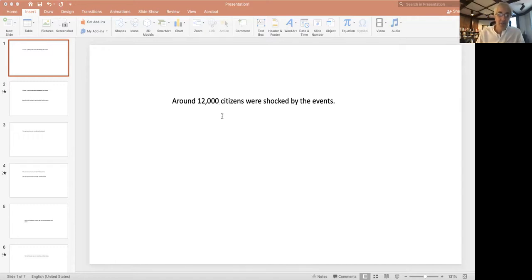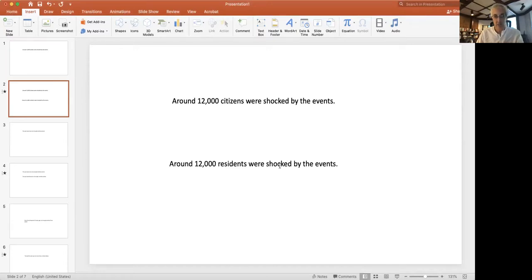Okay, so if you looked up the word citizen, then you learn that it's defined as someone who is a native born or naturalized US citizen, American. So the use of citizen in this case is wrong. And that is because not everybody who was a member of Mr. Muscles is necessarily a legal citizen. So in that case, what we want to do is just use the word resident, okay? Around 1,200 residents were shocked by the events.